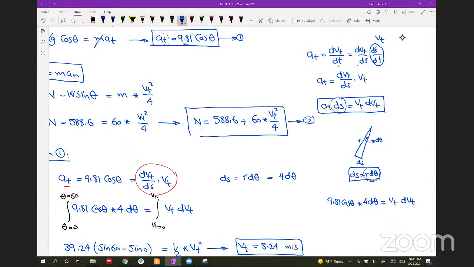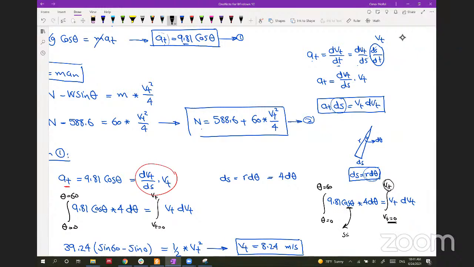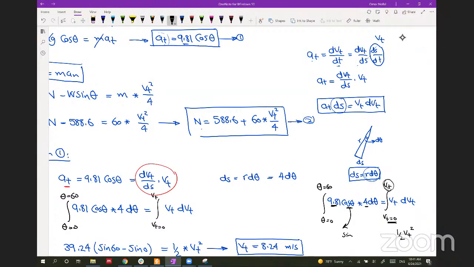Okay. And what we did is that we get the integration from theta equal to 0, where the skateboarder starts, up to theta equals 60, and from vt equals 0 because it starts at rest, until the velocity that we are looking for. Then the integration of the cosine is sine, and then you multiply these, and then the integration of the vt will be half vt squared. Did you get it? Yes, that is very helpful.